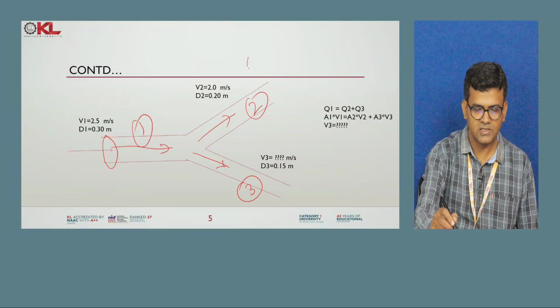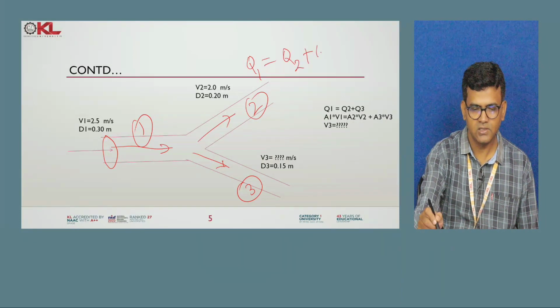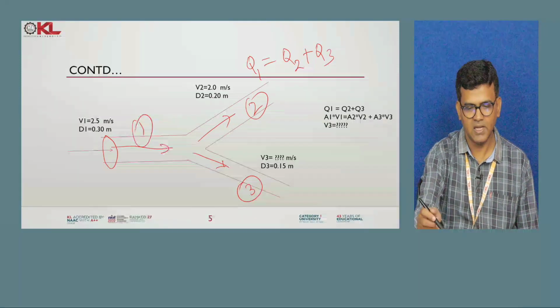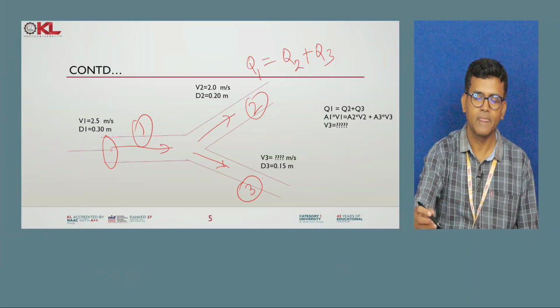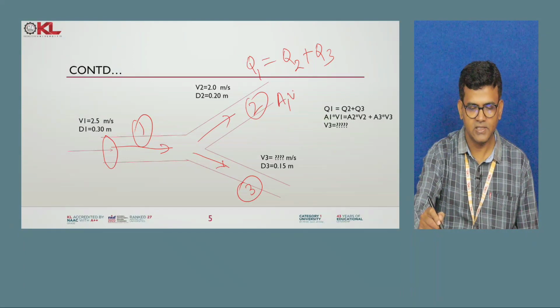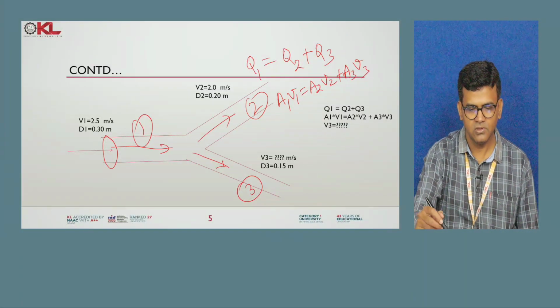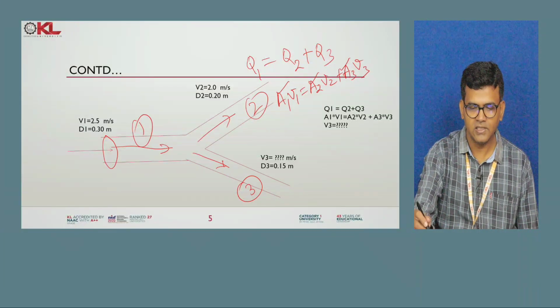So total discharge Q should be equal to Q1, which equals Q2 plus Q3. Q1 is the discharge in the main pipe, Q2 in the sub pipe and Q3 in the sub pipe. You can write the continuity equation, that is A1 V1 equals A2 V2 plus A3 V3. Here diameter is given for all the three pipes, so A1, A2 and A3 are known.